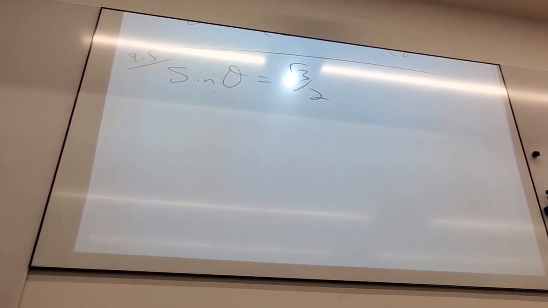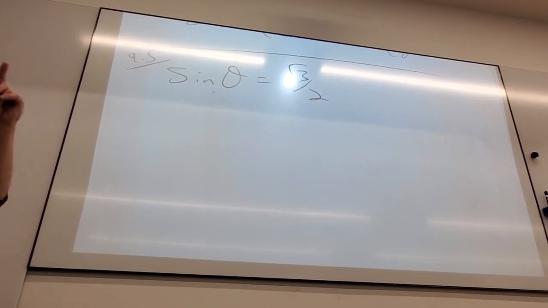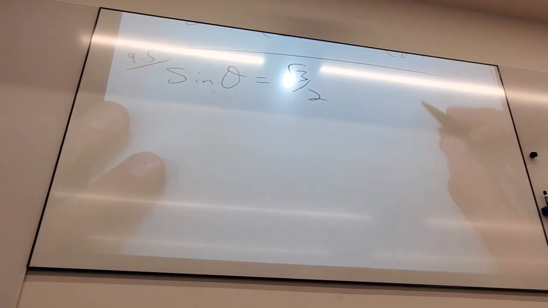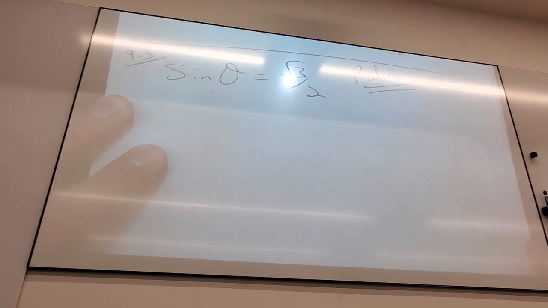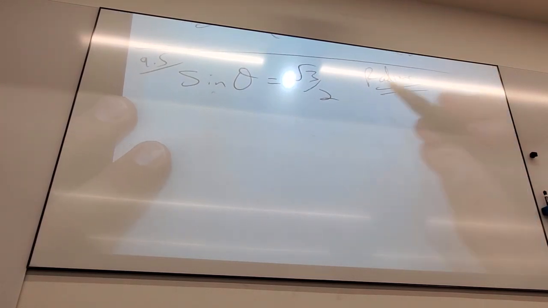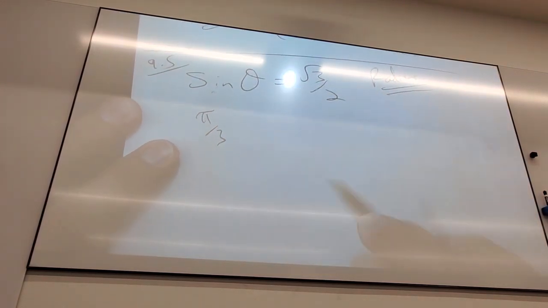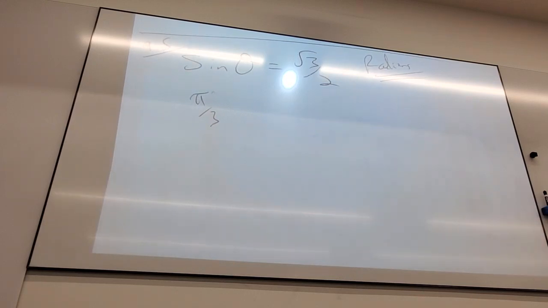Can anyone tell me one answer to this? And I'll say how I want it rated. Pi over 3. Does everybody agree? Because that's where sine likes it. 60 degrees is where it likes it. Why is that not the only answer? I'll take two of the answers to this.